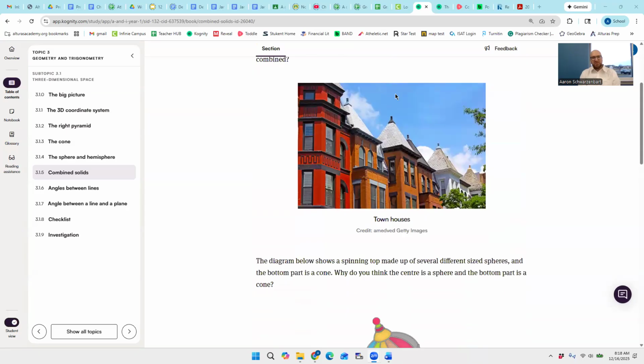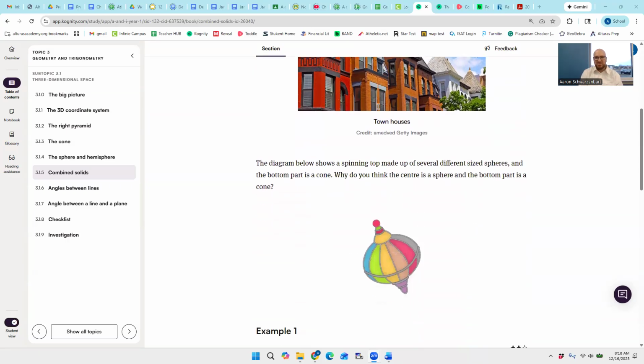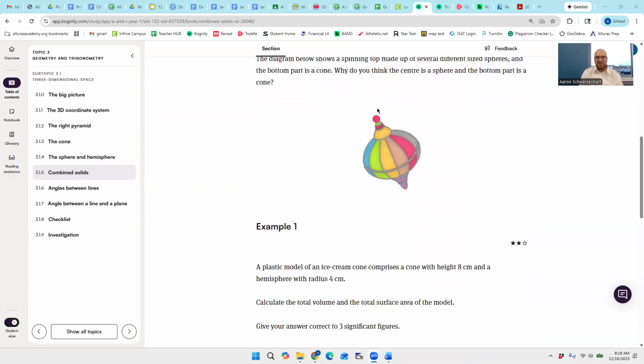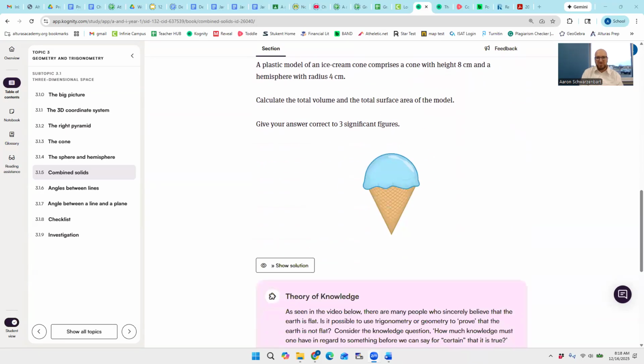So combined shapes are common. Here in this, we have rectangles and a pyramid in these houses. This, I think we have a sphere and two cones, a hemisphere and a cone.